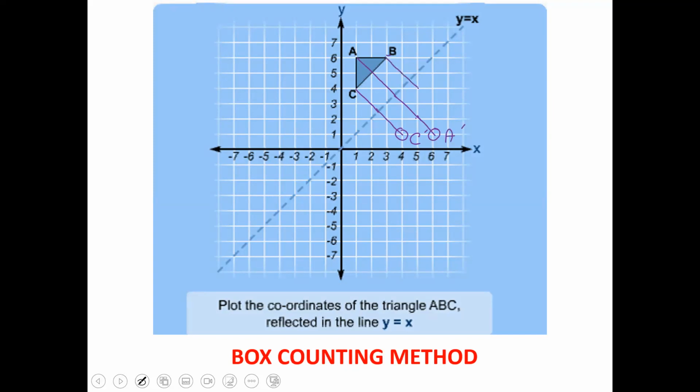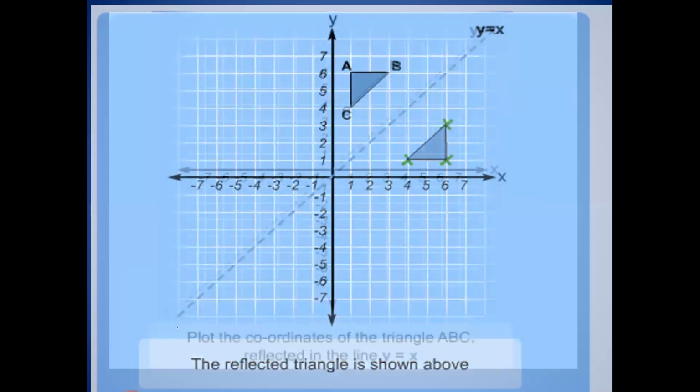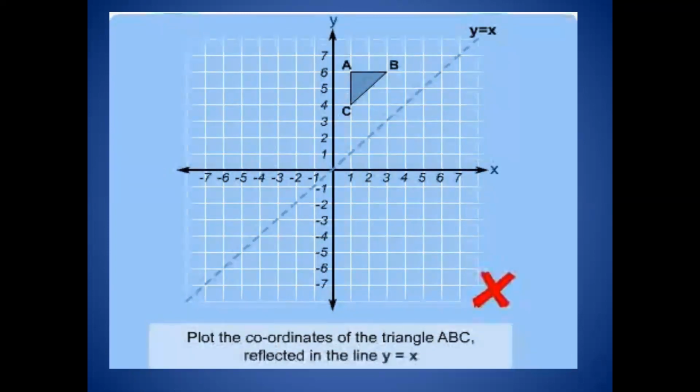Then you come by here, same, 1.5 boxes. You travel 1.5 boxes down, so you get B prime. So this is a method by which you can reflect something in a mirror line. Normally, box counting is well sufficient to tackle the majority of questions. Look at this transformation.